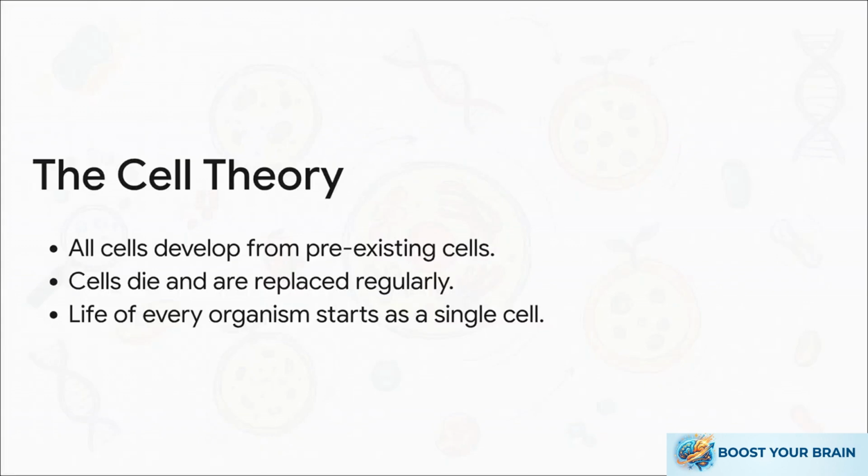Okay, let's dive into the next crucial development. Building on Hooke's amazing discovery, 2 scientists named Schleiden and Schwann gave us the cell theory. This theory relies on 3 really straightforward foundational rules. First, all cells develop from pre-existing cells. They don't just magically appear. Second, cells die and are replaced regularly. And third, the life of every single organism out there starts as just a single cell. These 3 rules essentially laid the absolute groundwork for all modern biological science.